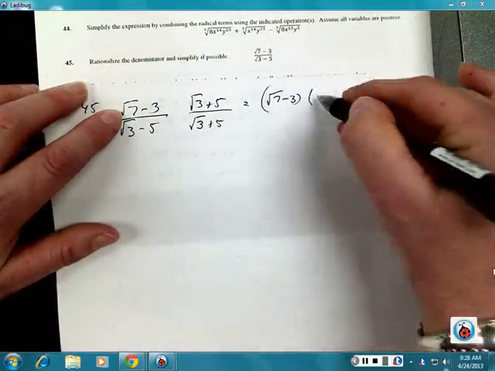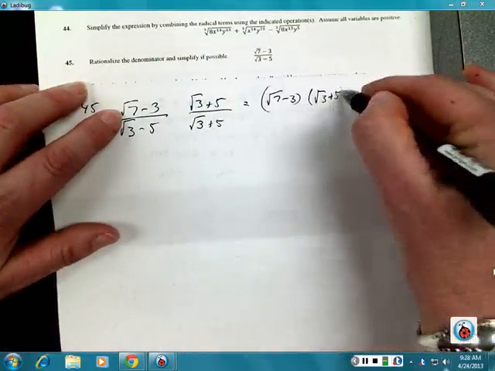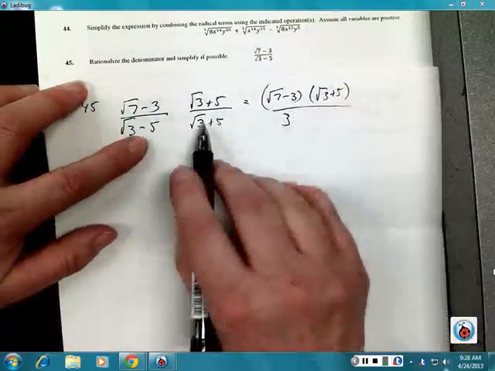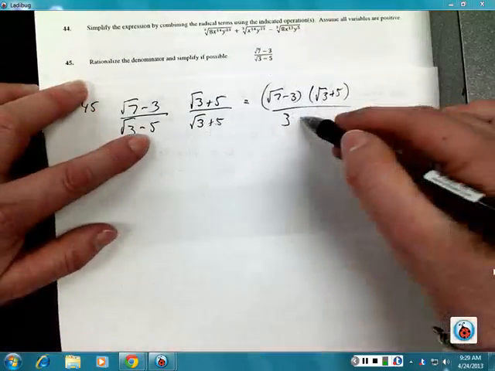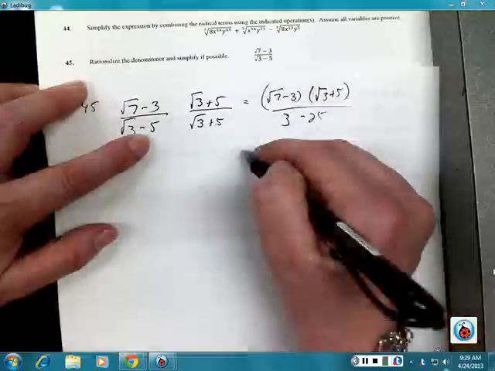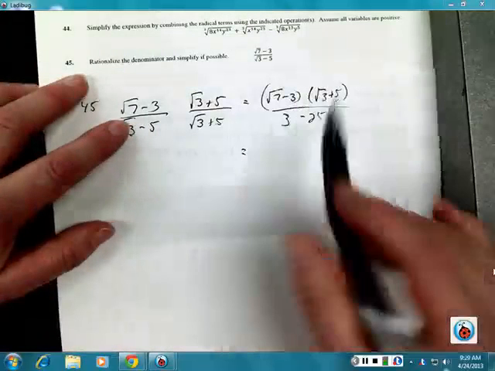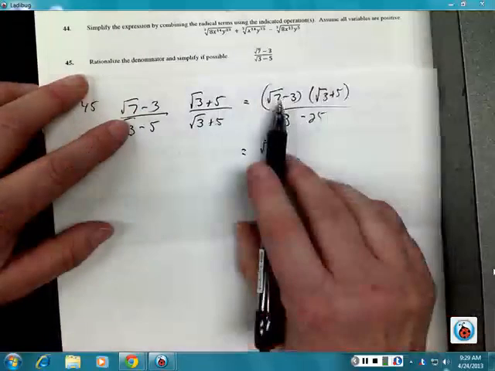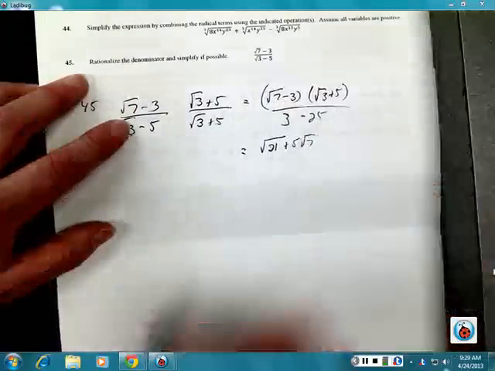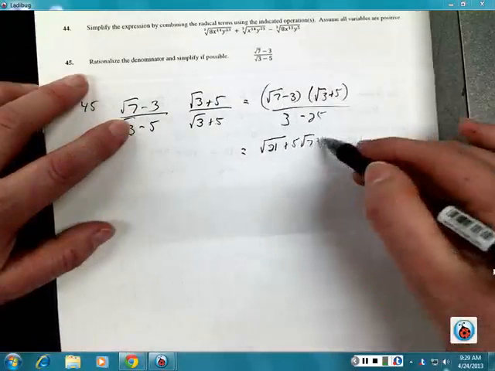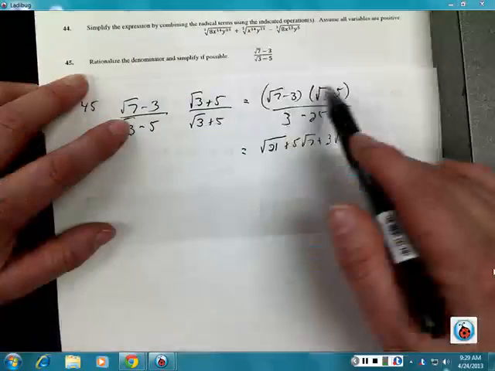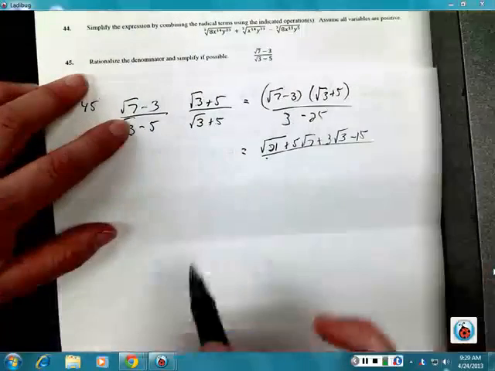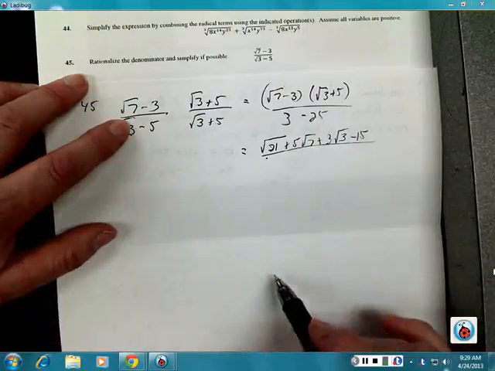So on the top, I have to FOIL the top piece. Square root of 7 minus 3 times the square root of 3 plus 5. And in the bottom, square root of 3 times square root of 3 is 3. Negative 5 times a positive 5 is a negative 25. So in the top, square root of 7 times square root of 3 is the square root of 21, because I can't do anything with it. Square root of 7 times 5 is plus 5 square root of 7. 3 times square root of 3 is plus 3 square root of 3. And negative 3 times positive 5 is a negative 15.